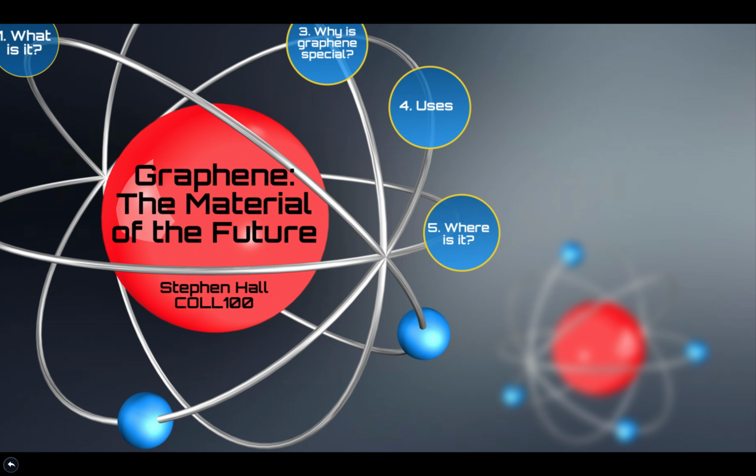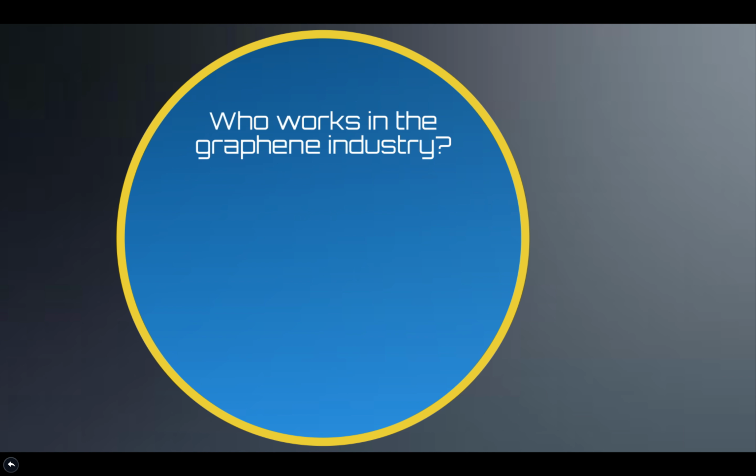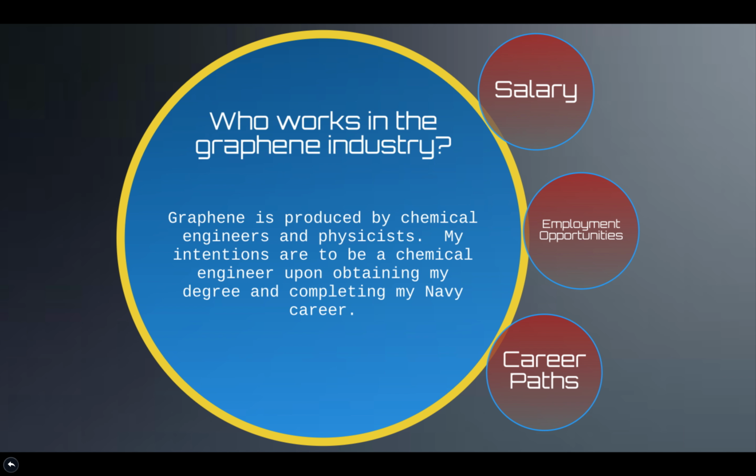So as graphene is the material of the future, who is going to make it? Currently, the main participants in the graphene production industry are chemical engineers and physicists. I intend to become a chemical engineer after I obtain my degree and complete my Navy career, working to develop better ways to produce graphene. I will now discuss several statistics regarding the chemical engineering field, including salary, employment opportunities, and career paths.